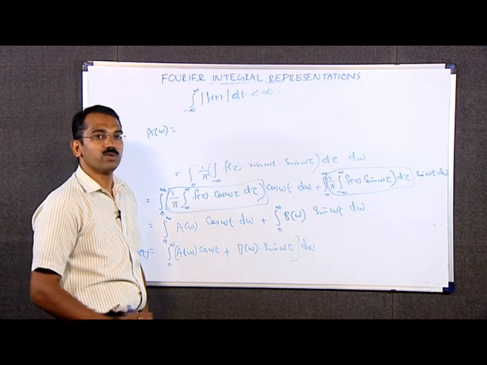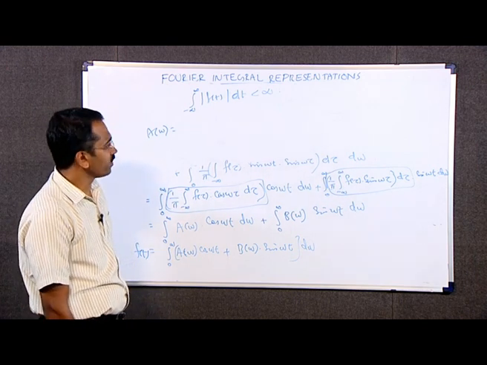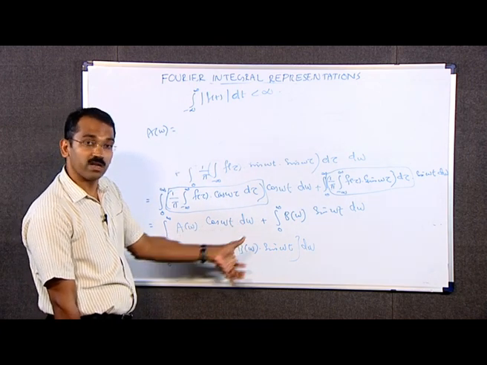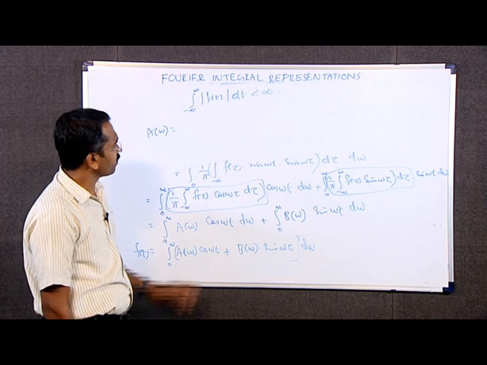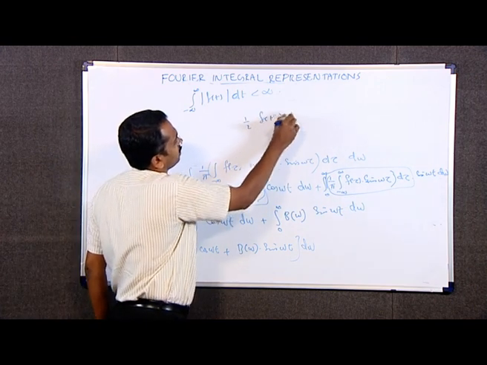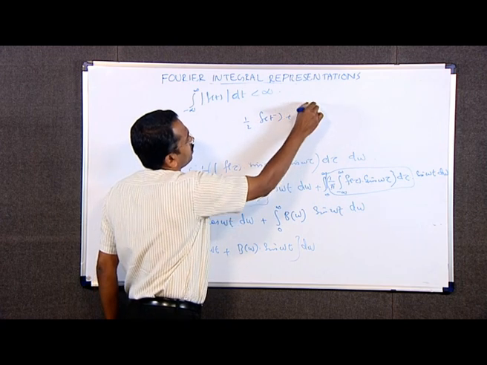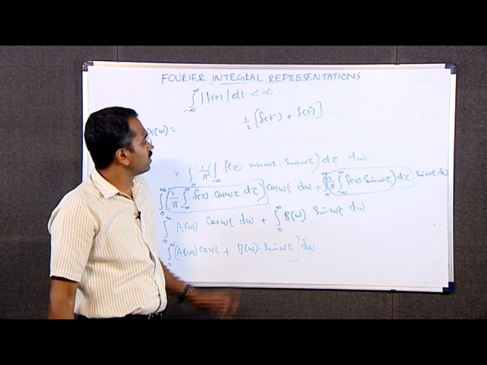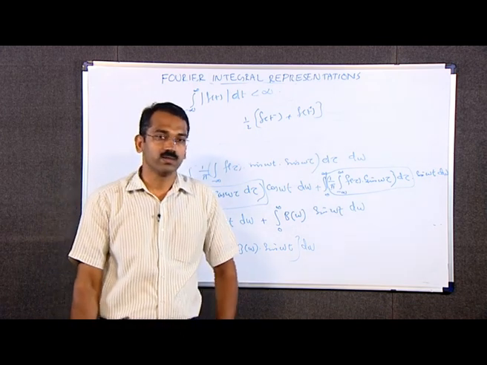If there are some points of discontinuity, we can write the value of this integral as the average of the left limit and right limit at the corresponding points of discontinuity. This is the Fourier integral theorem.